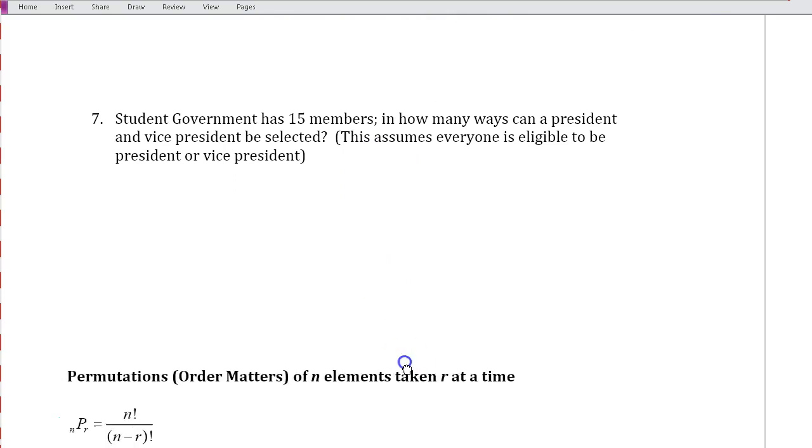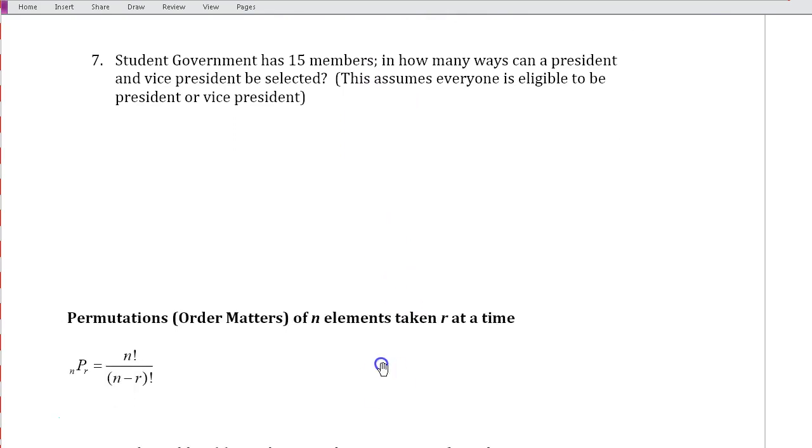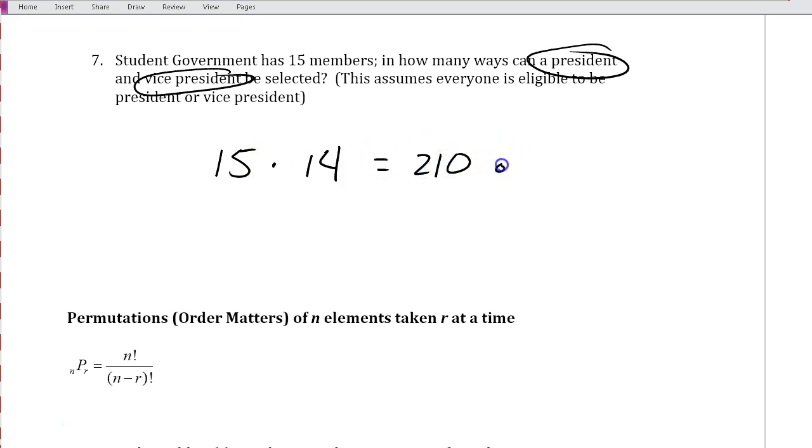Alright, number 7. Student government has 15 members. In how many ways can a president and vice president be selected? This assumes that everyone is eligible to be president or vice president. So we're only picking 2, a president and a vice president. There are 15 people to pick for the president, which would leave 14 people left for the vice president, or 210 outcomes for the election.